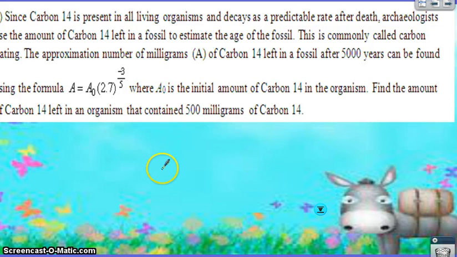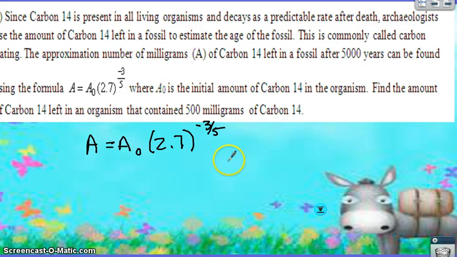Since carbon-14 is present in all living organisms and decays at a predictable rate after death, archaeologists use the amount of carbon-14 left in a fossil to estimate the age of the fossil. This is commonly called carbon dating. The approximate number of milligrams A of carbon-14 left in a fossil after 5,000 years can be found using the formula. There we go. There's our formula. That's what we were reading that whole thing to find.